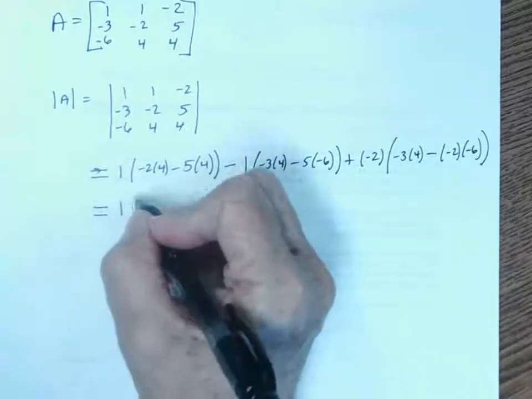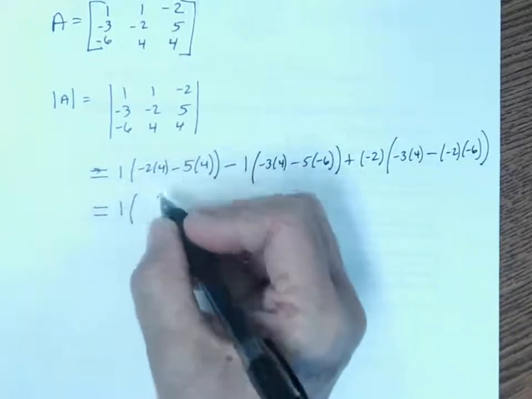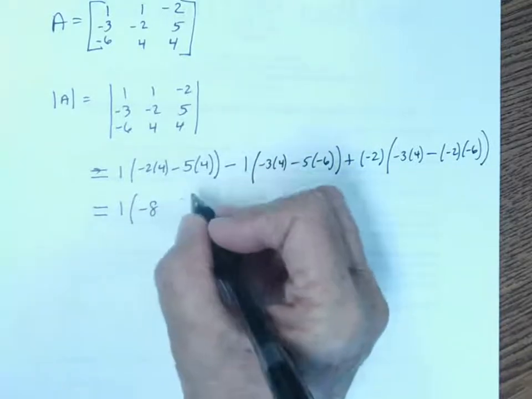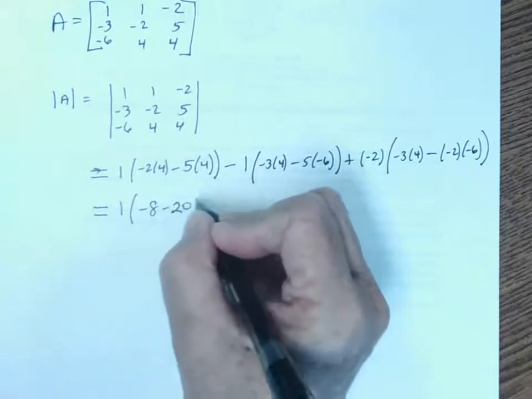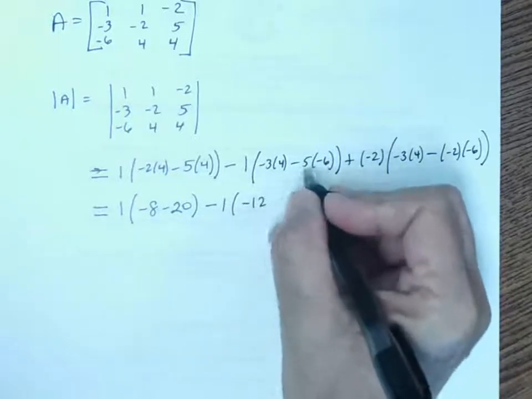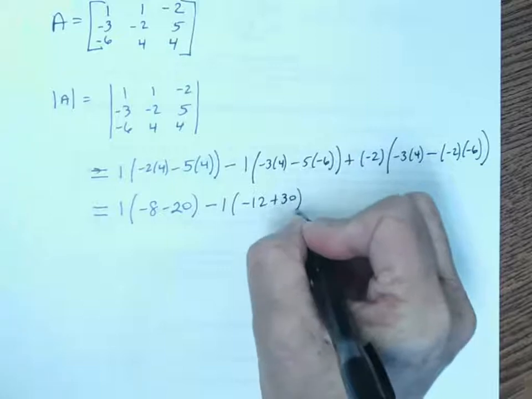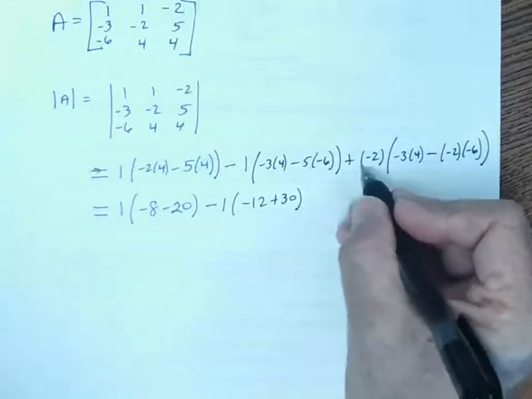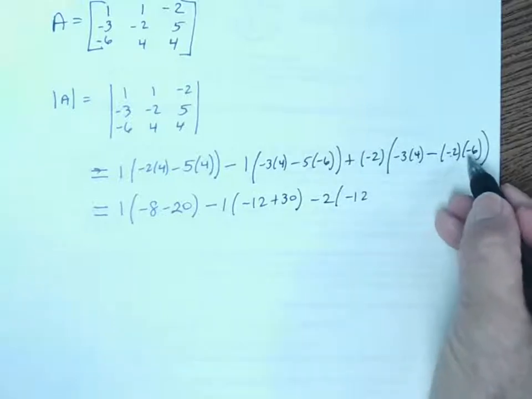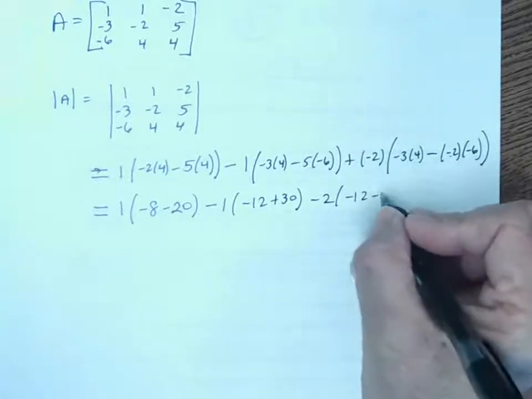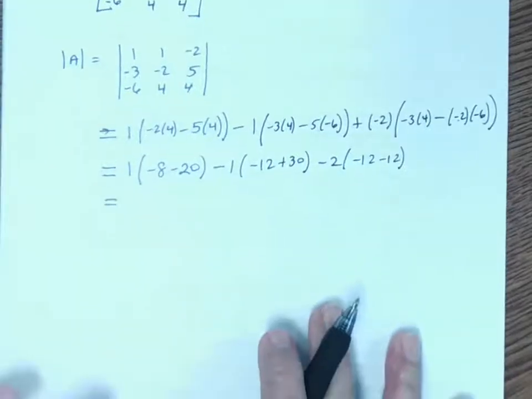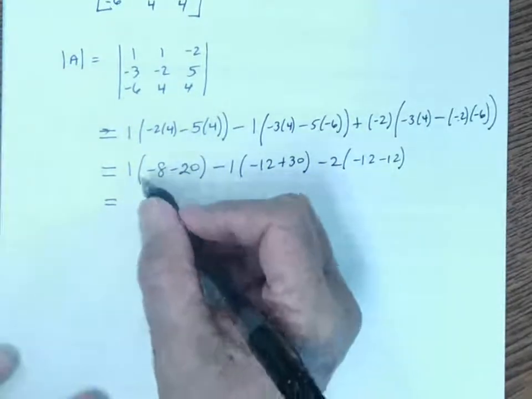So I still have a 1 on the outside. Negative 2 times 4 is negative 8. Negative 5 times 4 is negative 20. Minus 1 times negative 12 plus 30. Minus 2 times negative 12. This gives me a positive 12, but I'm subtracting it. There we go. So let's simplify what we have here for my determinant of matrix A.